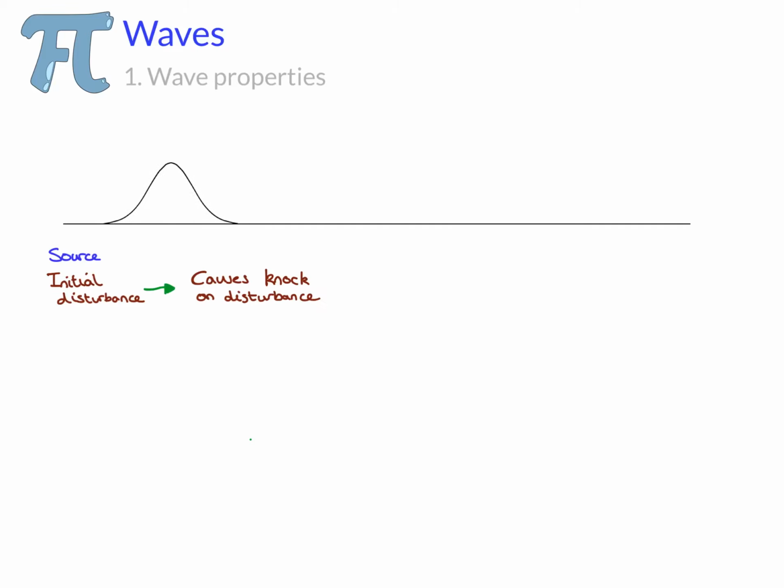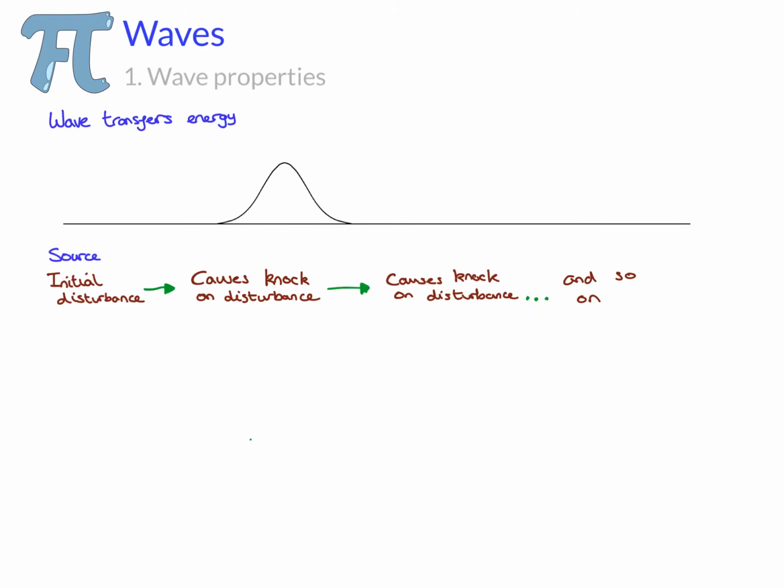This disturbance at the source has a knock-on effect, disturbing the bit of rope next to it, which in turn disturbs the bit of rope next to it, and so on. This pulse therefore travels down the rope, transferring energy from one side to the other. The problem is in defining what exactly is moving along the rope, from the source to the other side.